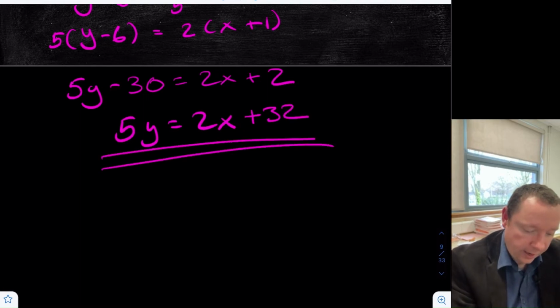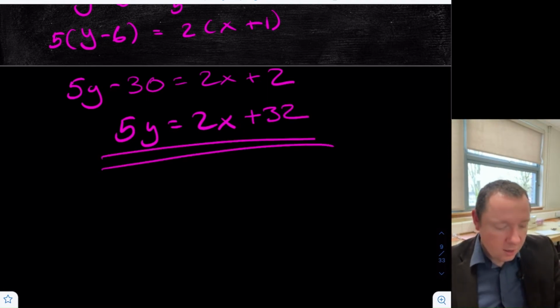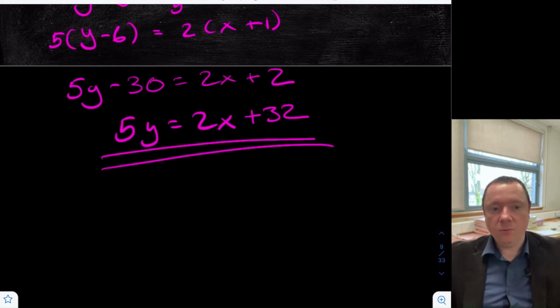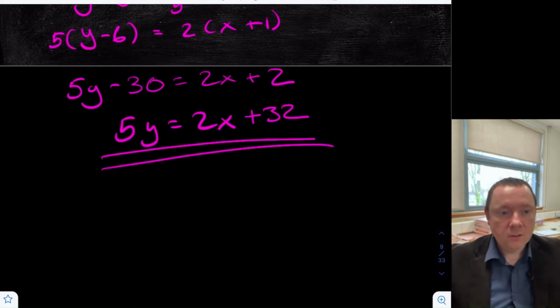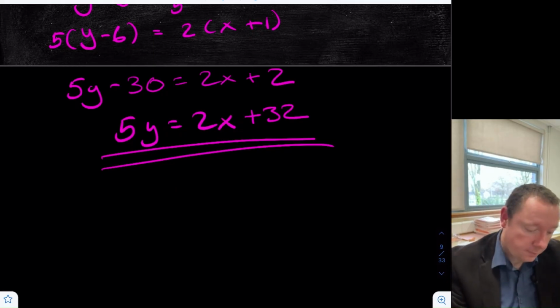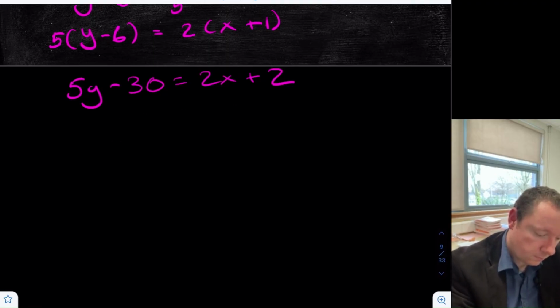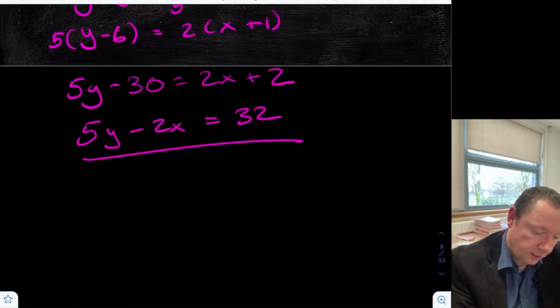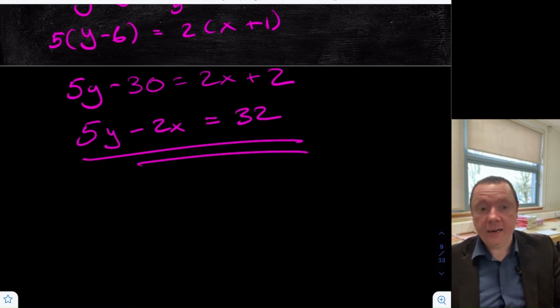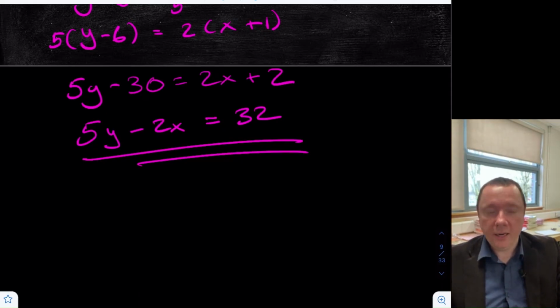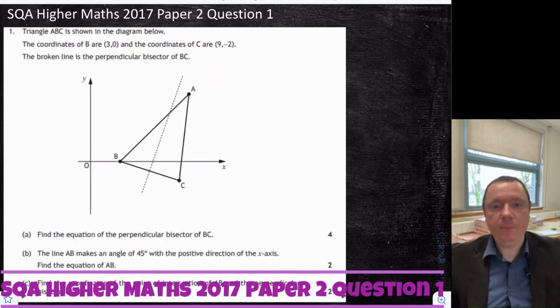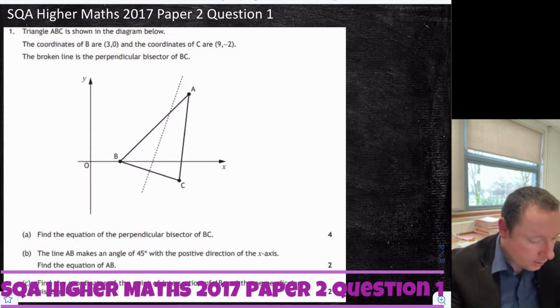And you can leave it in any form you want. y equals mx plus c, and multiples of y equals a multiple of x plus a multiple of a number. Whatever you want, really. So 5y minus 2x equals 32. And you can just leave it like that, or in any other correct form for the equation of a straight line. SQA Higher Maths 2017, Paper 2, Question 1 had this one.